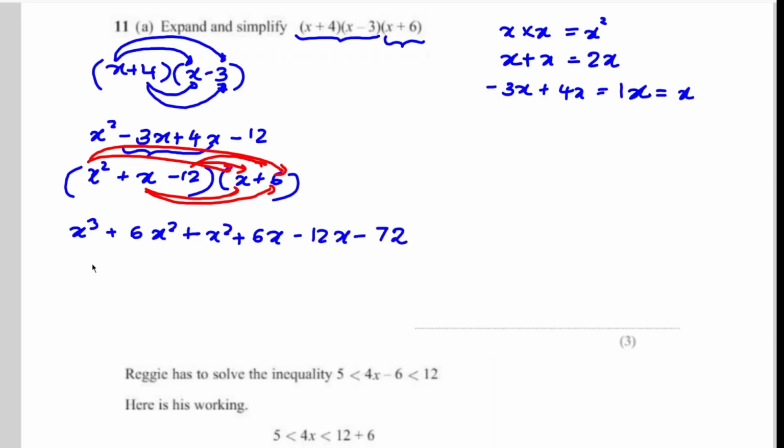Now let's add like terms. X cubed has nothing to add with. Then 6x squared plus x squared is 7x squared. Then 6x minus 12x is minus 6x, minus 72. This is the answer.